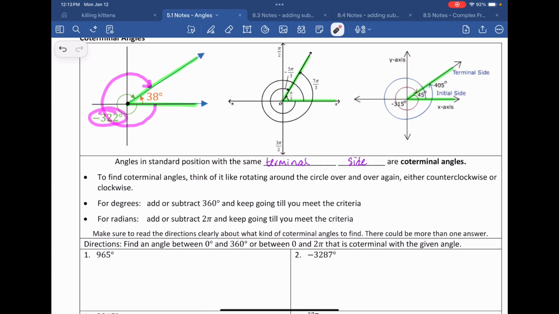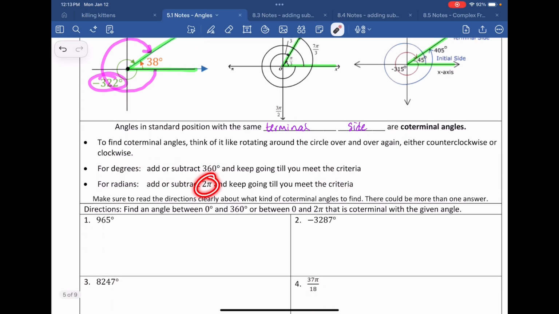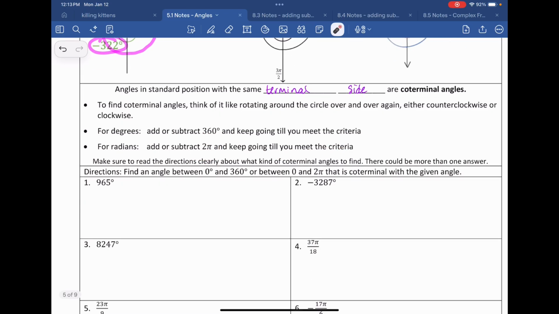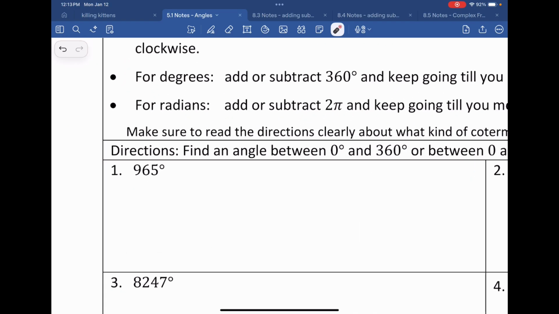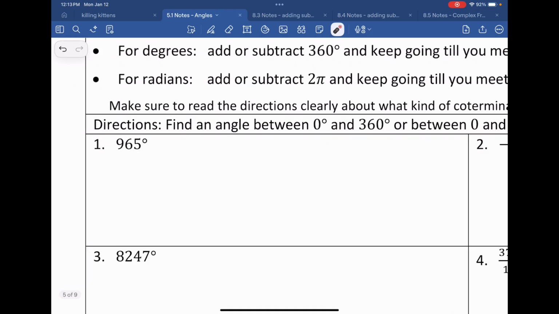All right, so to find coterminal angles, you rotate around the circle over and over again, either counterclockwise or clockwise. For degrees, you add and subtract 360, and you keep going until you meet the criteria. For radians, add or subtract 2 pi, and then you keep going until you meet the criteria. Just make sure you read the directions so you know your criteria. All right, so find an angle between 0 and 360 degrees, or between 0 and 2 pi, that's coterminal with your given angle.